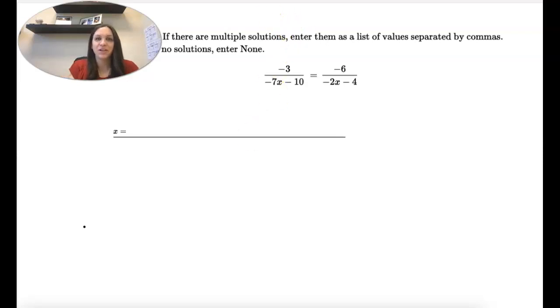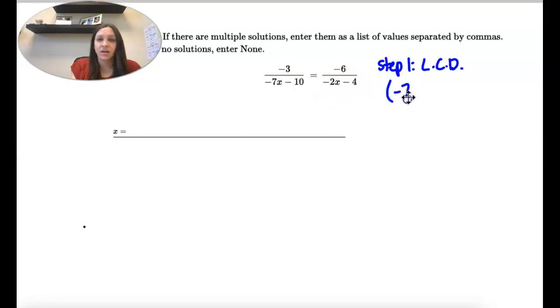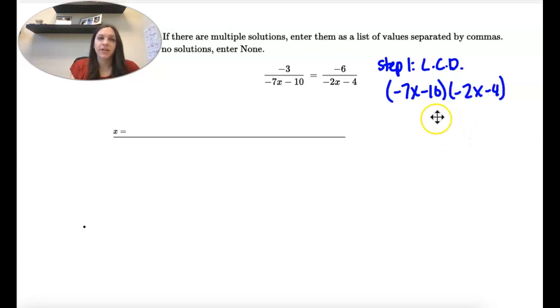Okay, number 3, we're solving for x. So I'm going to go through the same steps we've been doing. Step 1, we want to find the least common denominator. Since these are nothing the same, I have negative 7x minus 10, and we're going to multiply that by negative 2x minus 4. When they're very different, we just multiply them.